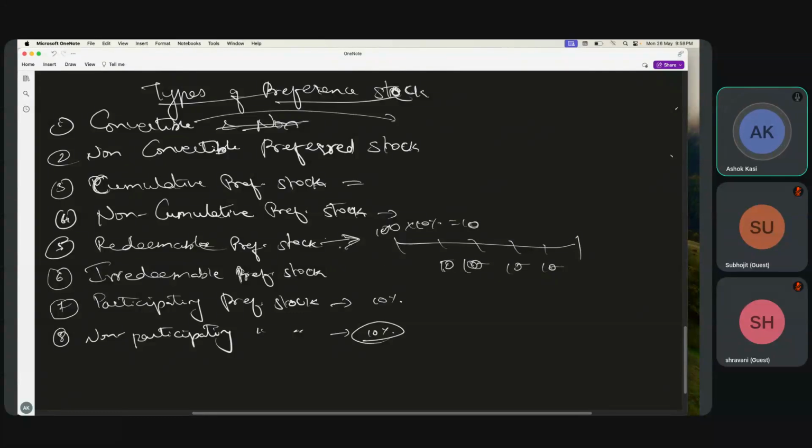Now the company says, look, after 5 years I will redeem it. That means I will give you your 100. That's it. When I give you your 100, after that I don't have any liability, right? I don't have to pay you 10, 10 rupees. So this is redeemable preference shares. Okay. Yeah.